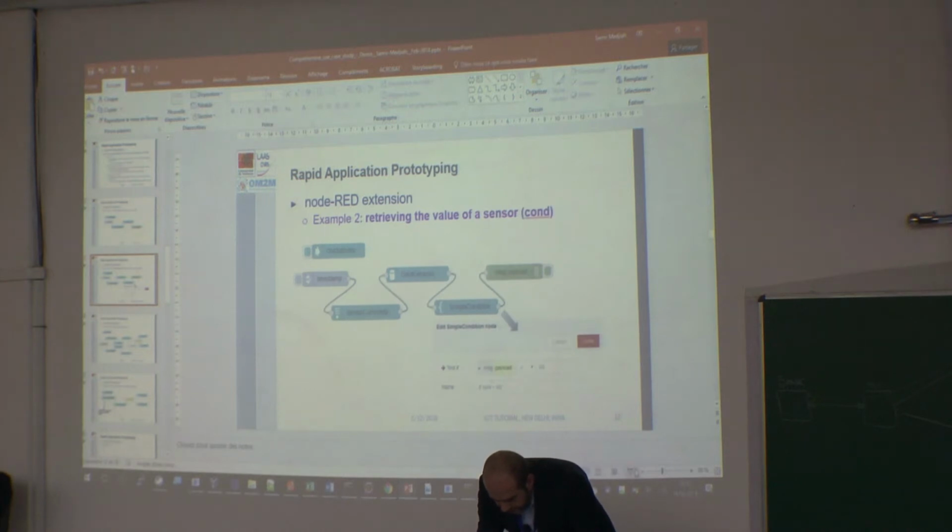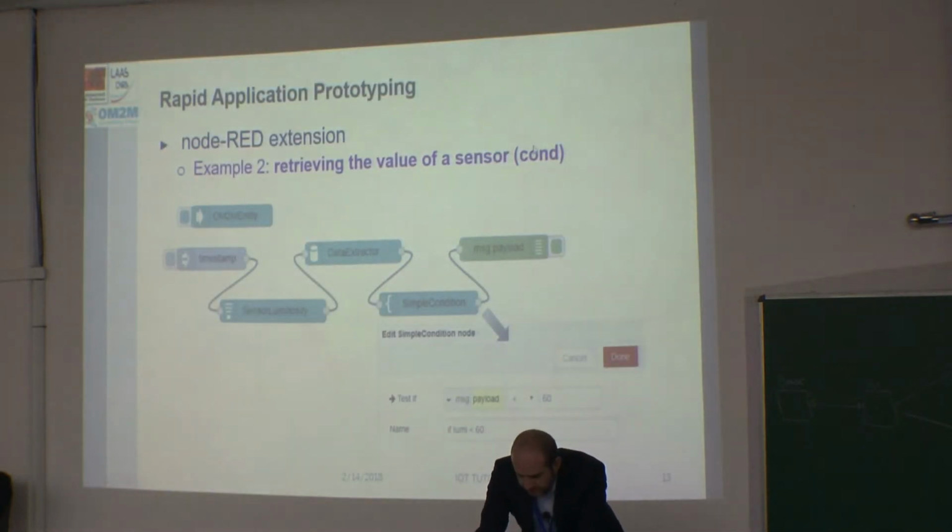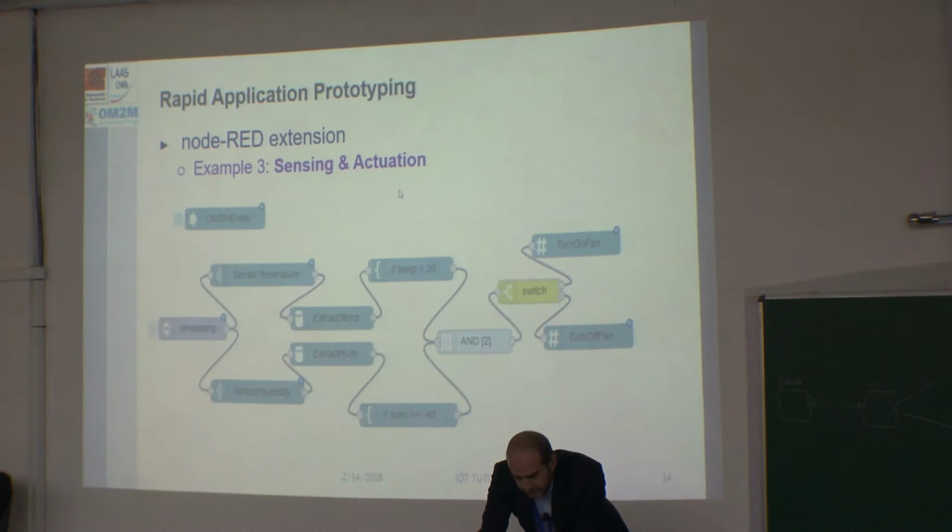Okay, some other examples that I didn't show. Retrieving the value of a sensor and applying a condition. This is what we did. Combine a sensor and an actuator. For example, here I will get a value from a temperature sensor, and also from a humidity sensor. Combine the two conditions, see if both conditions are valid, then either switch off or switch on the fan.